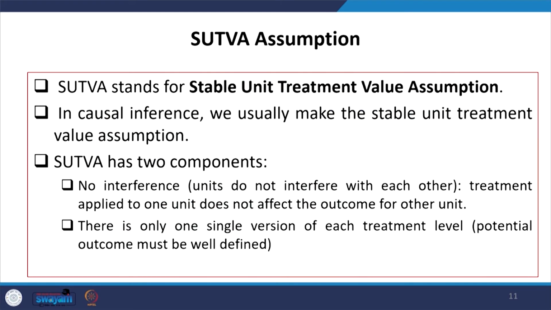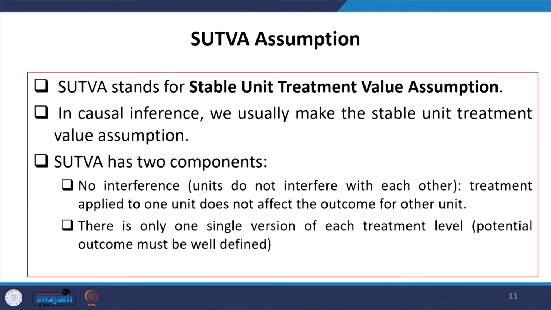Now we are discussing the stable unit treatment value assumption. There are certain assumptions on which DID is based. In short it is called SUTVA, which stands for stable unit treatment value assumption. In causal inference we usually make this assumption. It has two components. The first one is called no interference, which means units do not interfere with each other; the treatment applied to one unit does not affect the outcome of another unit. The second is that there is only one single version of each treatment level, that is, the potential outcome must be well defined. The potential outcome should be defined prior to it. Then only can you understand whether it has actually created a difference or not.